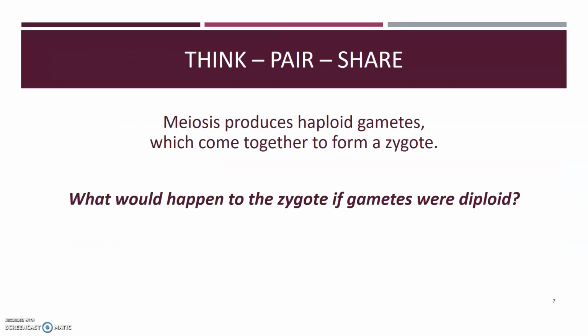Right, and so first I really want to get you thinking a little bit about why it's important to produce haploid gametes, which can come together to form a zygote. Right, so meiosis is there to produce these sex cells that have one copy of each chromosome. What would happen to the zygote if gametes were not haploid, but instead diploid? Take a second, think about it, and come up with your answer.